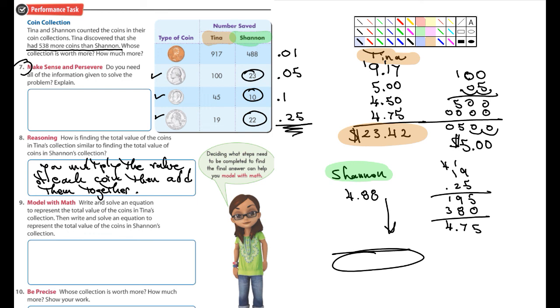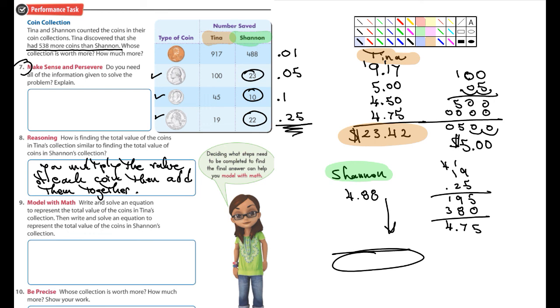Number 9, model with math. Write and solve the equation to represent the total value of the coins in Tina's collection. You know what? I'm not worried about that, as far as writing the equation. Well, let's see, in Tina's collection. Well, okay. No, I guess we could. I'll do it for you here. So what are we looking at?